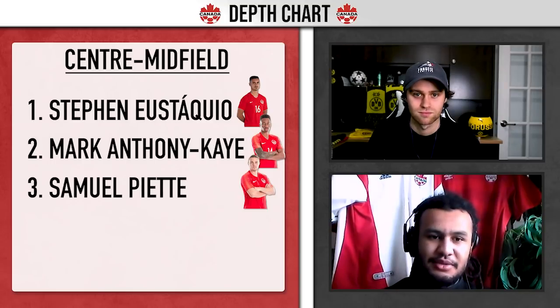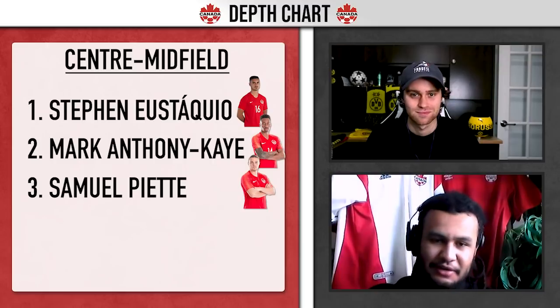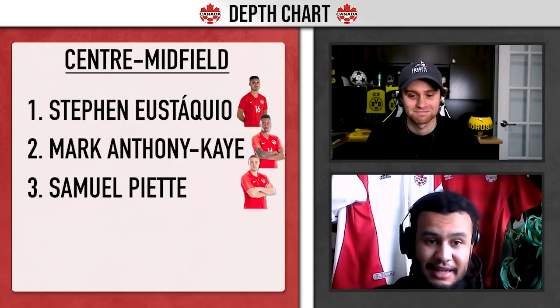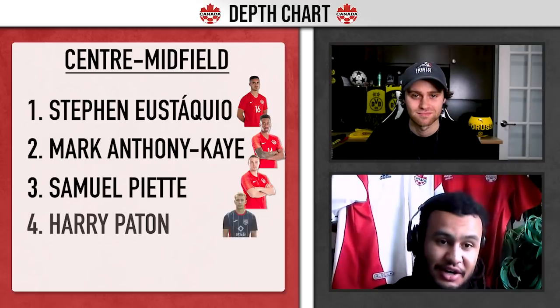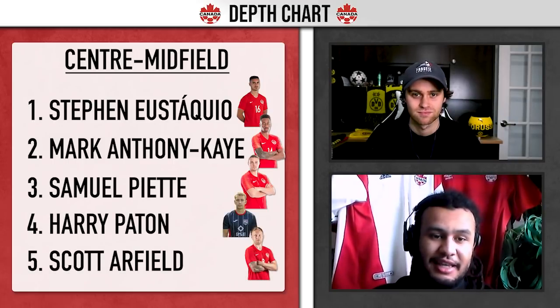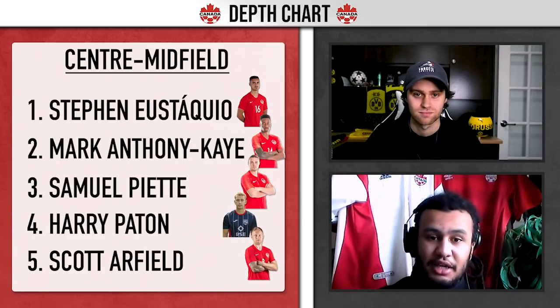He's still only 26, which is wild to think how many games he's played for Canada. And then rounding off is where we have the two Scottish League number 10s, number 8s, Harry Paton, Scott Arfield. I think both of those names are very intriguing. Harry Paton, a little younger, playing for Ross County. He's impressed, got a call up at the Gold Cup. He looks like a very solid playmaking kind of number 8. Could be a good piece for Canada.